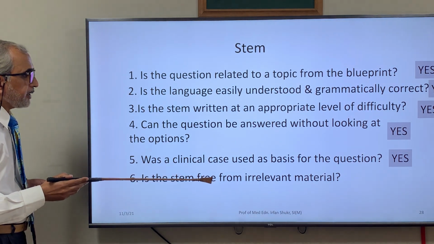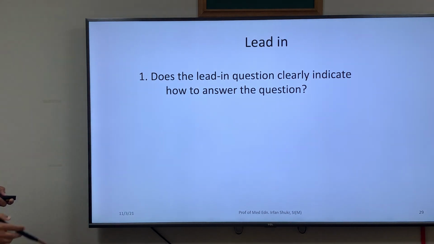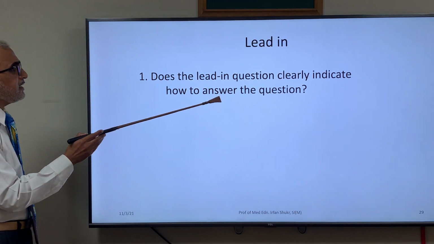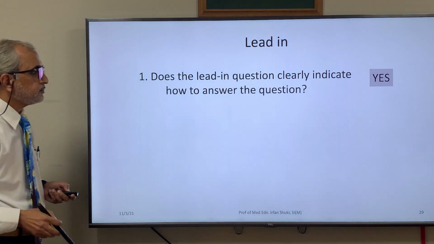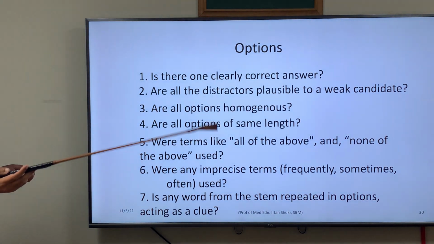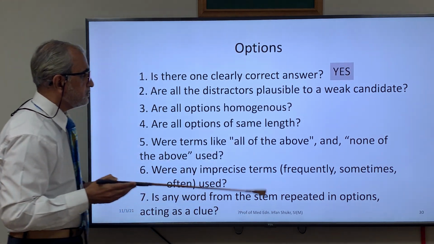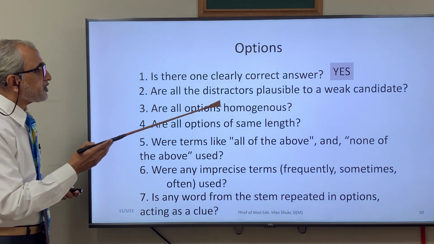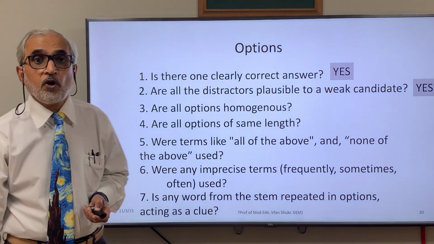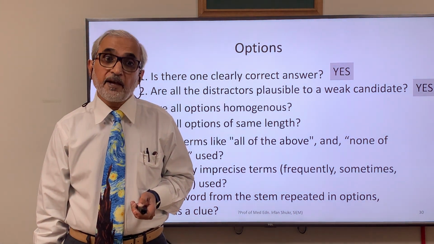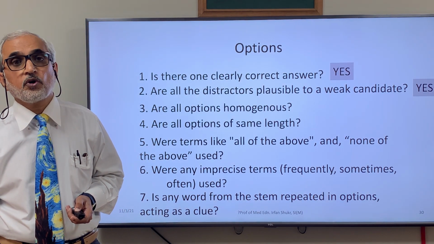Is the STEM free from irrelevant material? Yes. Does the leading question clearly indicate how to answer the question? Yes. As for option, is there one clearly correct answer? Yes. Are all the distractors plausible to a weak candidate? Yes. This is important for one best type MCQ. May not hold that much true for one true or correct type of MCQ.